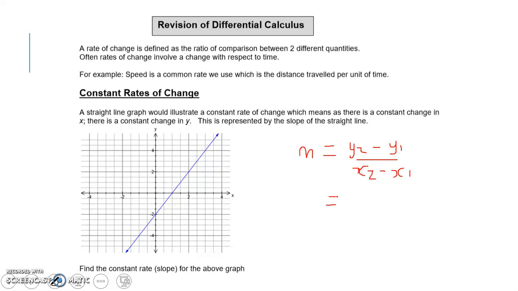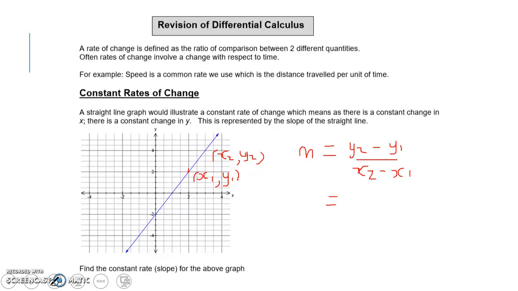So I'm just going to pick the point 2, 2, and we'll pick the point 3, 4. So this is our x2 and our y2. And so that point here, let me put a dot on the screen, and this point here is our x1, y1.